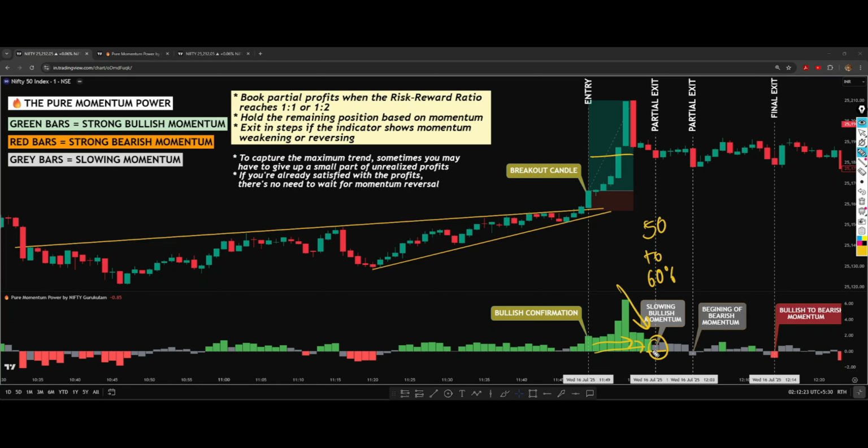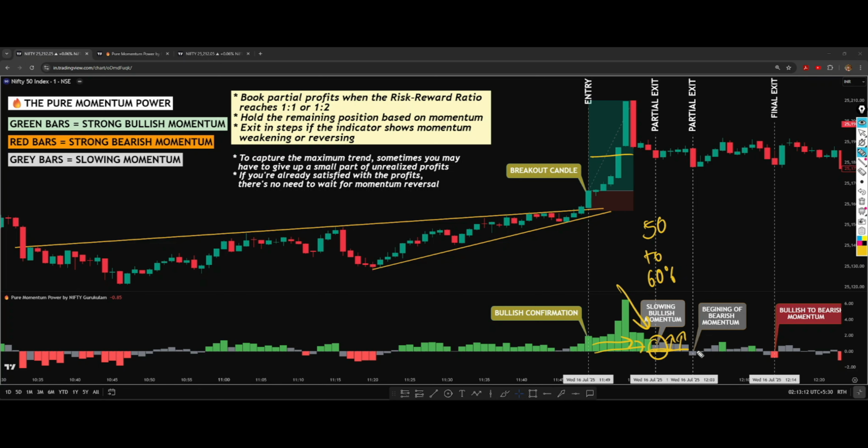But still, as it is above the zero line, it is still bullish, but it is very weak. The gray bar represents very weak momentum. If it is above the zero line, it is weak bullish momentum. If it is below the zero line, it is weak bearish momentum. So the first gray bar appeared above the zero line, so you have to exit 50 to 60% of your position. And if the gray bars continue to appear on the bullish side, above the zero line, you don't have to exit.